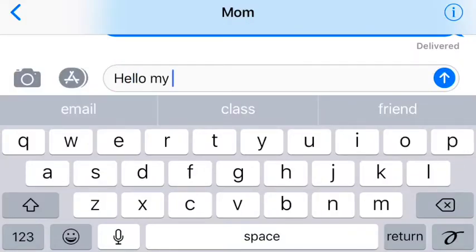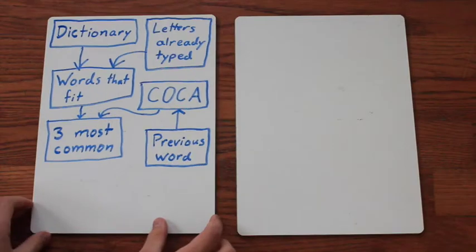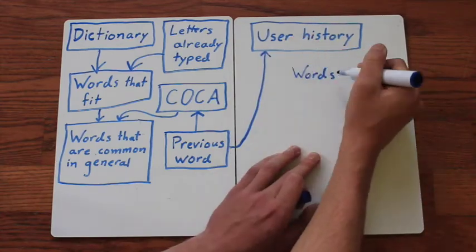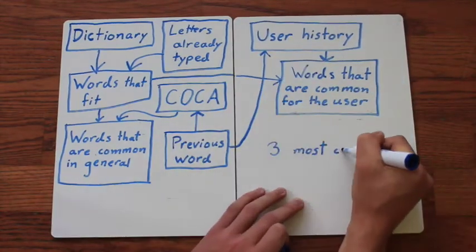Alright, our program is working pretty well so far, but there's one more thing we could add. What's common for me to write is probably not what's common for you to write. Different people use different words, write different things. This is why when I type "hello, my name is," it comes up with Seamus. So if we look at the user's history, that tells us which words are common for that user. If we look at COCA, that tells us which words are common for English in general. By looking at both of these, what's common for the user and what's common in general, and at what word was just typed and which letters have been typed already, we can come up with 3 suggestions that are really likely to be written.